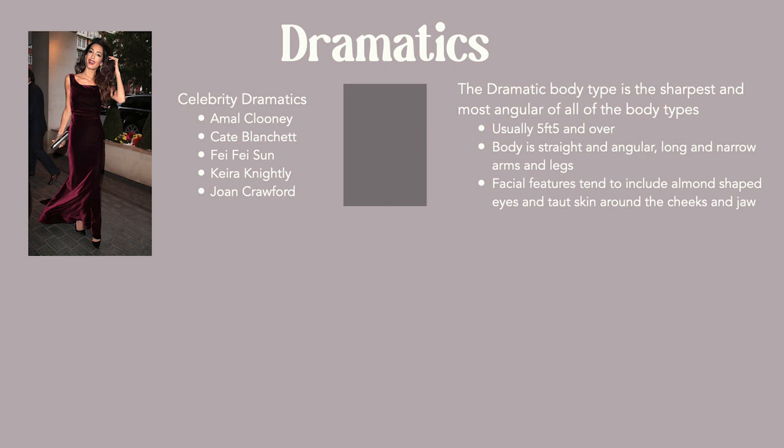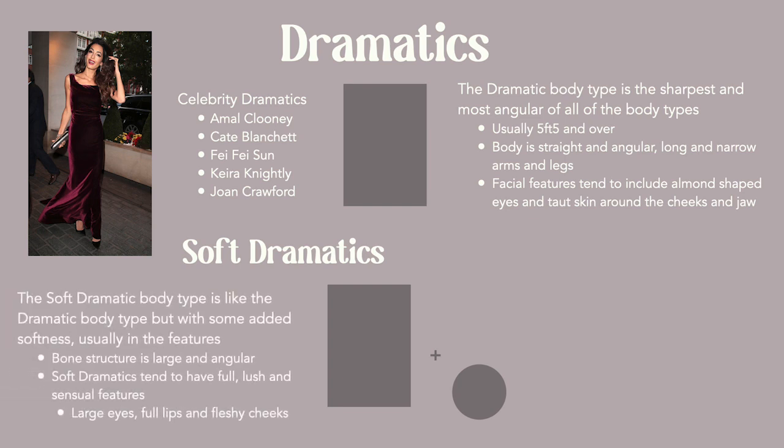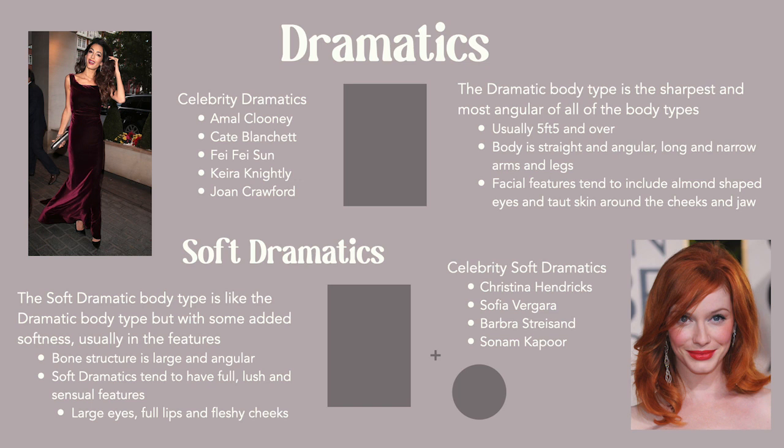Facially they're very sleek, they'll usually have almond-shaped eyes and taut skin around the cheeks and jaw. But then if you add a little bit of softness to dramatic, you get a soft dramatic. So these two types can look so different because whilst they have similar frames, a soft dramatic will be very fleshy, and if you Google Christina Hendricks figure, you'll know what I mean. So people who fall into this type will also have sensual features, so think big eyes, full lips and fleshy cheeks.